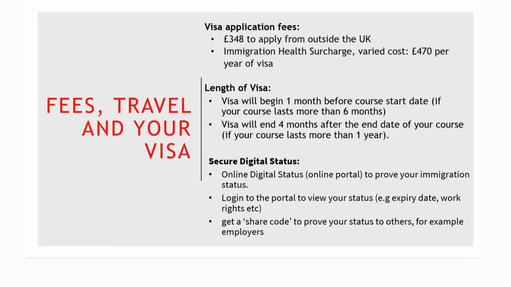I mentioned a couple of slides ago about the secure digital status you get if you apply via the app. What this means is once your visa is granted, you will get access to an online portal. When you log into that portal, it will tell you what your immigration status is, so what type of visa you hold, the date it expires, and also any conditions attached to that visa. And the most likely condition that you will have attached to that visa is a work condition.